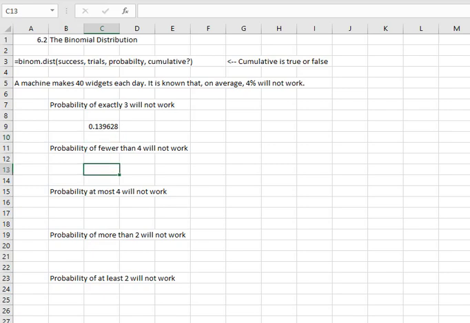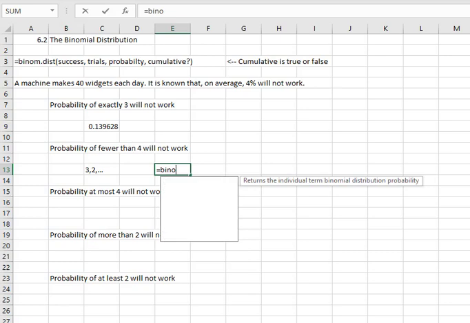If we want the probability of fewer than 4 means we want 3, 2, 1, or 0. The important part there is you notice we're counting at 3, starting at 3, and counting down. This is going to be a cumulative distribution. So we're going to use true this time.